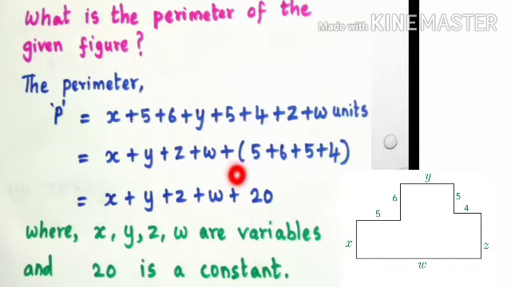plus z plus w plus the constant values 5 plus 6 plus 5 plus 4. In the next step, we can add all these constant numerical values, that is x plus y plus z plus w plus 20. Now, here x, y, z, w are variables and 20 is a constant. Note that in the above expression, 5 terms are there, namely x, y, z, w, 20.